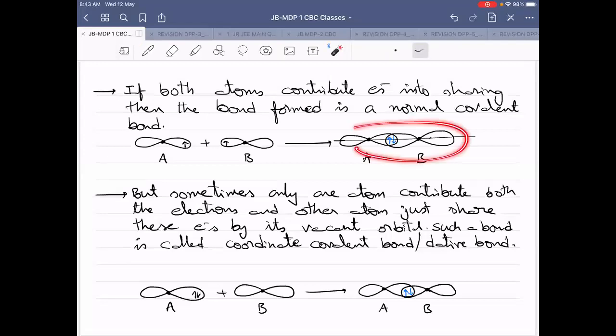So this is a normal covalent bond, and this is a dative bond or coordinate covalent bond.